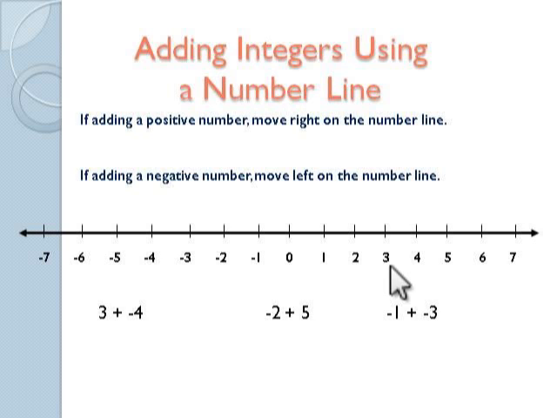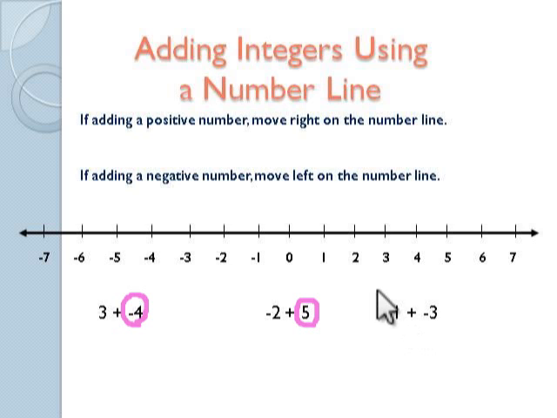You might notice that on both of our problems that we just did, we ended up with an answer that was either negative or positive, and it was based on which one was farther from 0. This number is farther from 0, and so our answer was negative. On this problem, the 5 was farther from 0, and it's positive. Our answer was positive.